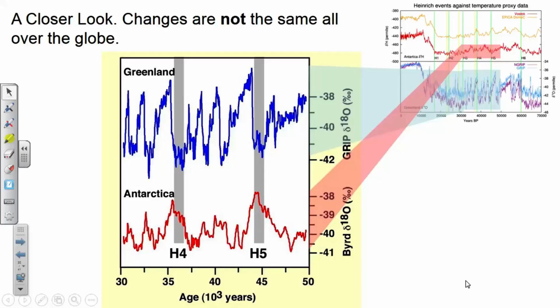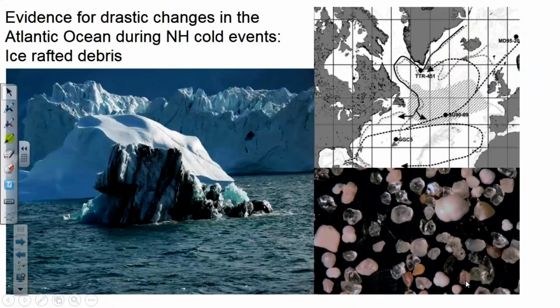So this can't be caused by orbital forcing. It can't be caused by long-term changes in CO2, because we would see that in the CO2 records. So one of the clues to what's happening comes from the marine record.